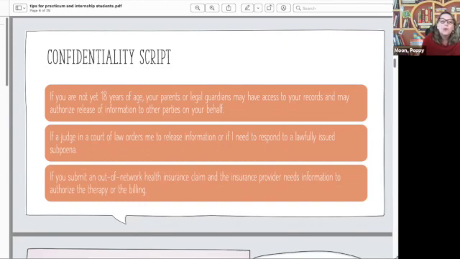Now, let's say that I'm working with an adolescent or a child. I would say, okay, this is how it works. Because you're not yet 18, you're a minor, so your parents or legal guardians can have access to your records, and they may be able to release those records to a third party, like an insurance company or something like that. But before I shared any of that information with your parents, I would be sure to let you know.